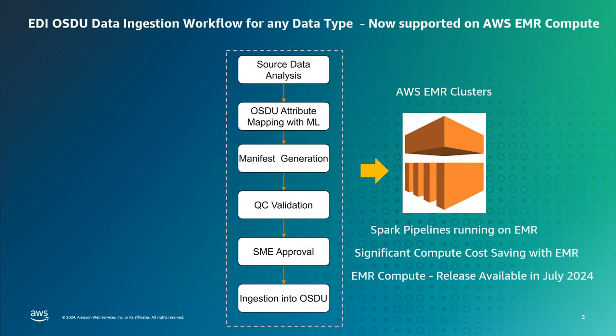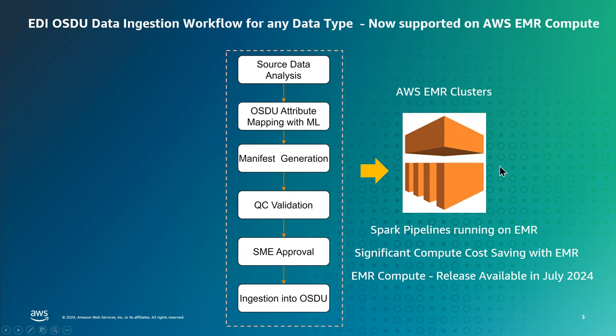So just going into the details now, the EMR compute. This is the typical workflow for your data ingestion. We do all the source data analysis. We do the OSDU attribute mapping with the source target mapping, and then we generate the manifest. We do the QC validation. We provide an option for the SME to approve, and then we ingest the data.